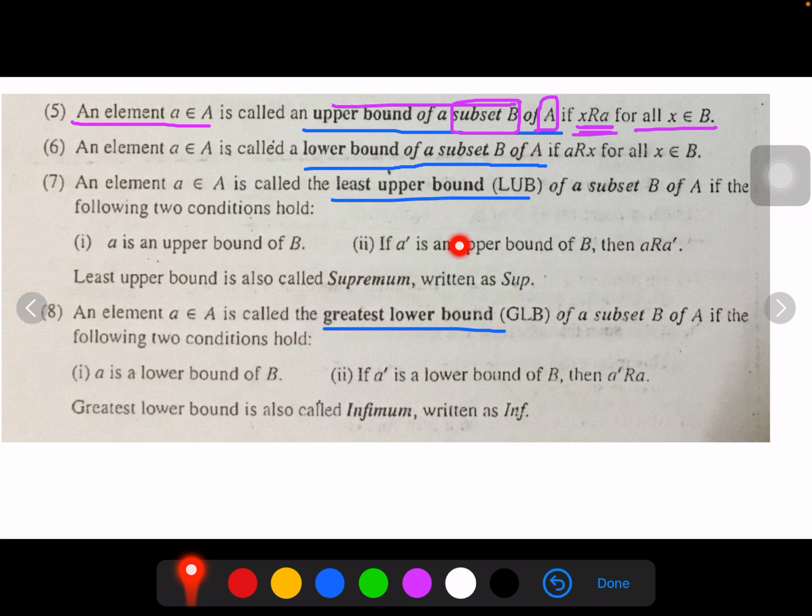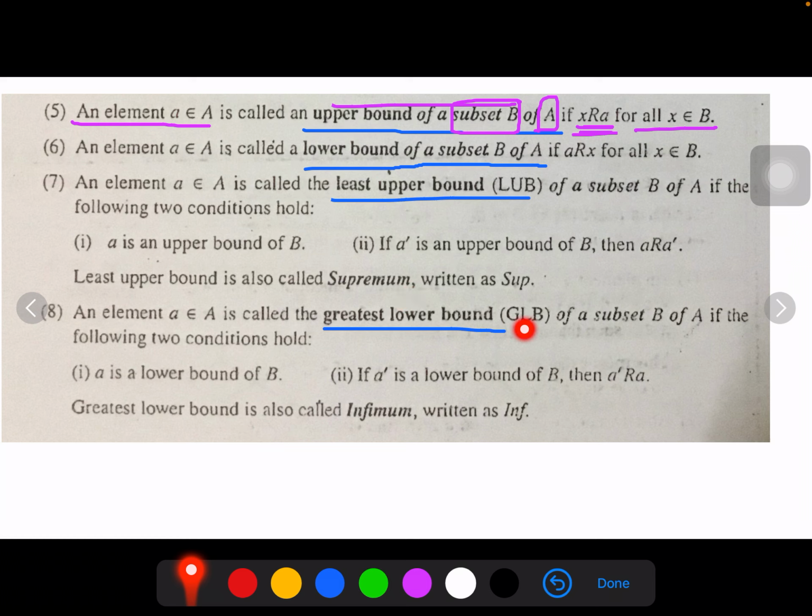You have to look into the upper bounds of B because it's with respect to the subset. Look at all the upper bounds of B, and the one we have selected as an upper bound a has to be related to all the upper bounds of this. That means this has to be the least one among all the upper bounds. That is the least upper bound. That is also called a supremum.